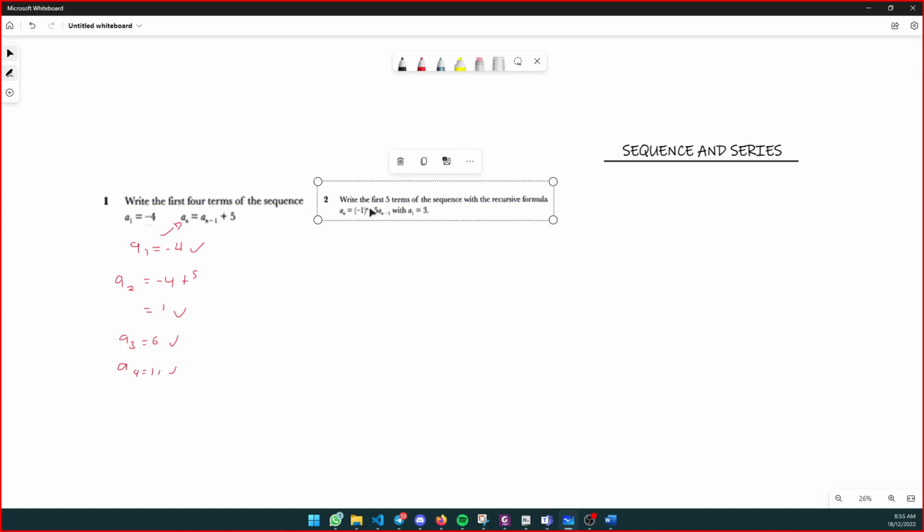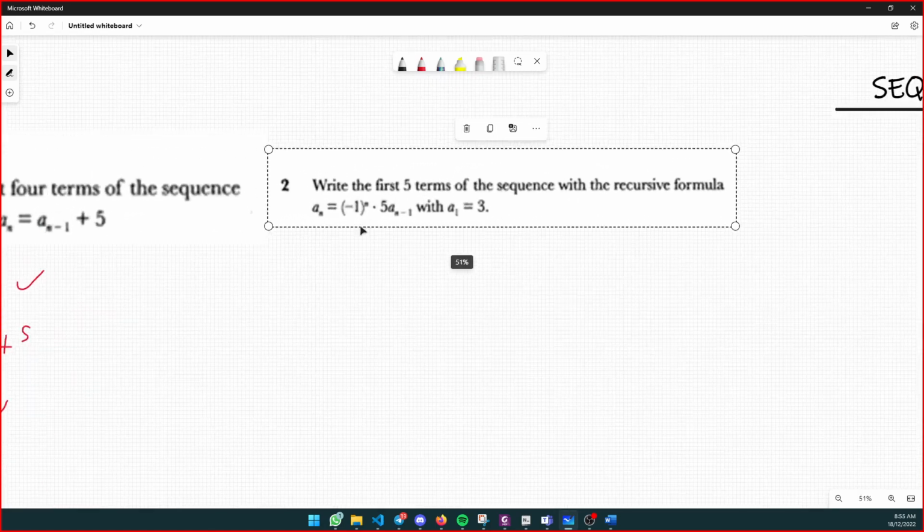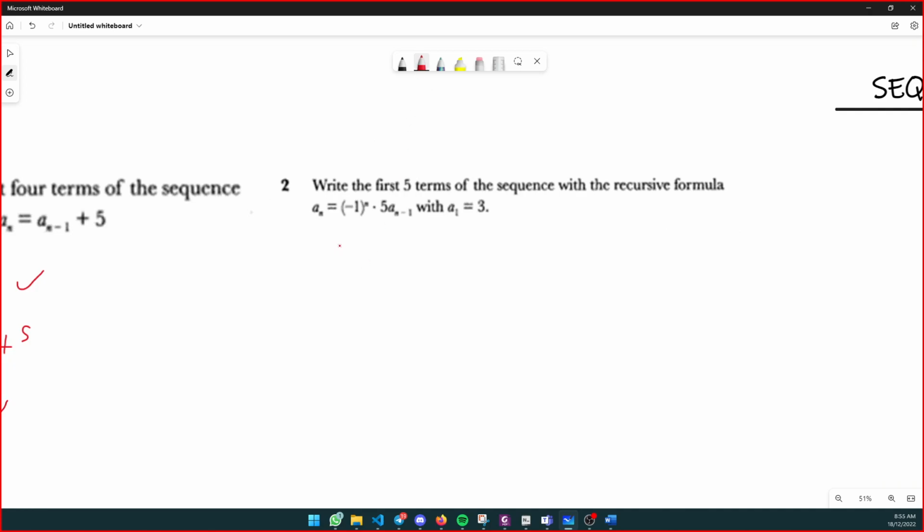Okay, how about this one? Write the first five terms of the sequence with the recursive formula. What is the formula? an equals negative 1 to the power of n times 5 times an minus 1, with a1 equals 3. It looks scary, but it's actually not anything wrong. Let's just take up what's going on here. a1 equals 3. That's the first thing you have to remember. That's the data they gave, and the formula is an equals negative 1 to the power of n times 5 an minus 1.